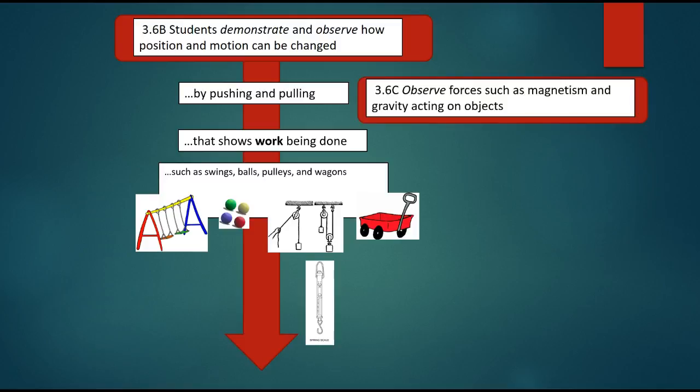And 3.6c is directly related to 3.6b in that pushing and pulling part. So if you'll just focus on 3.6c, it says observe forces such as magnetism and gravity acting on objects. The definition of a force is a push or a pull. So we can spiral back to 3.6b, and we talk to our students about, remember all of those investigations that we did with pushing and pulling. Now let's look at them a little bit more in depth, focusing on magnetism and gravity. Later, they'll talk about friction as another force, but you're going to introduce this concept just with magnets and gravity.